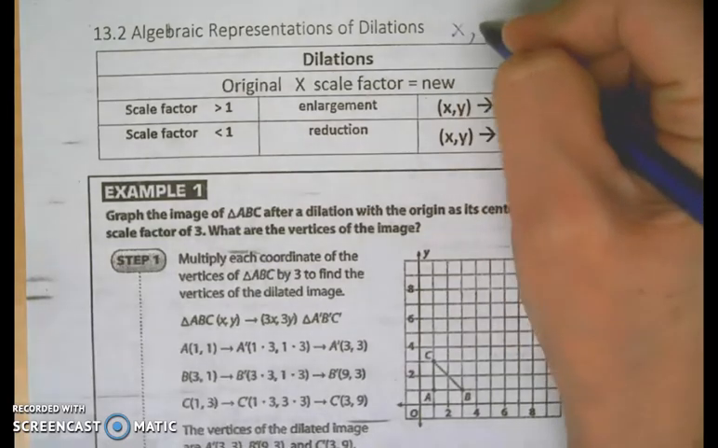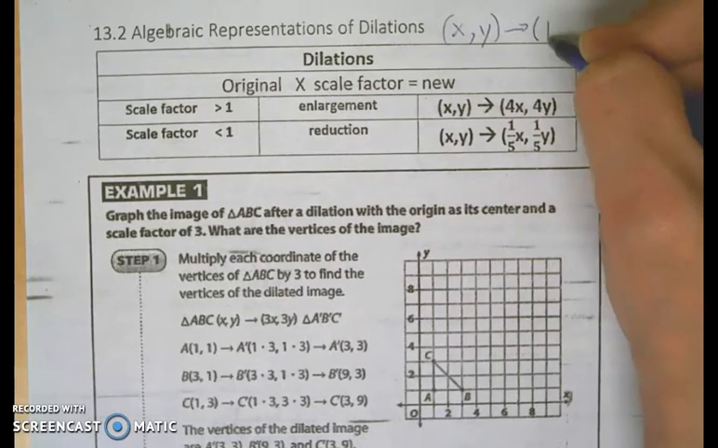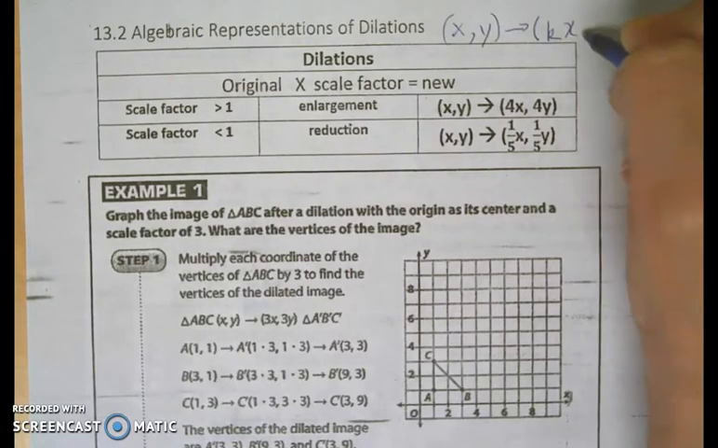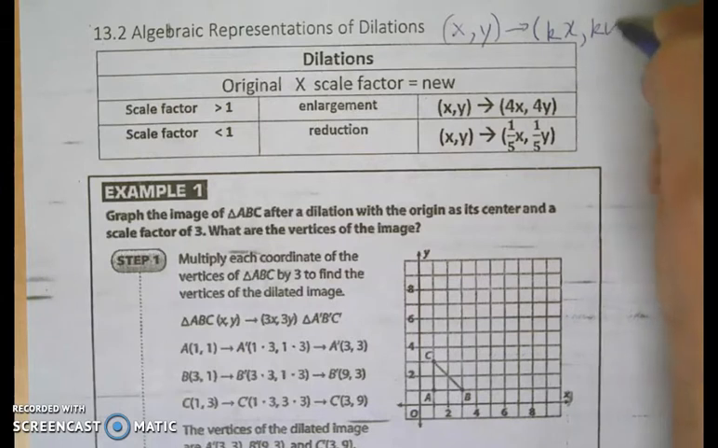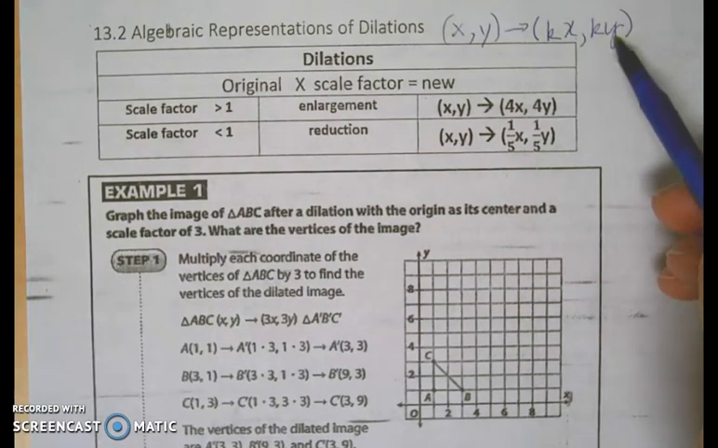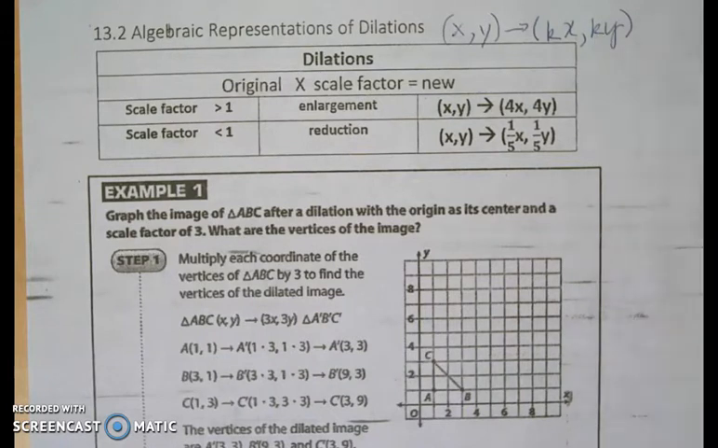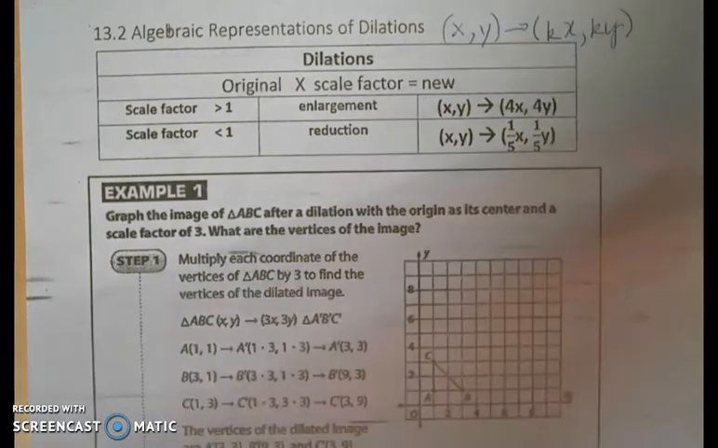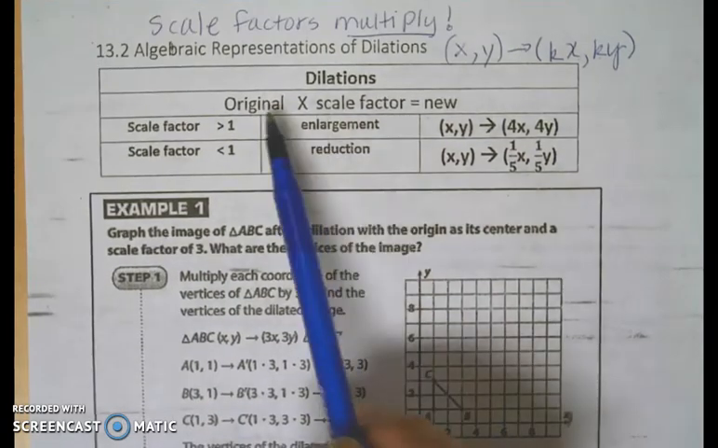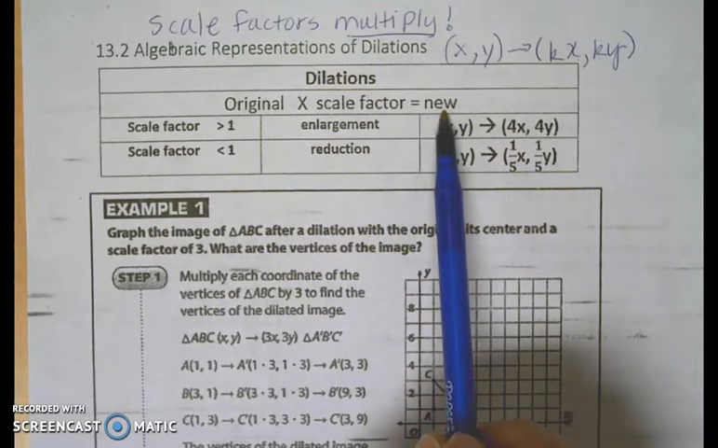When you have your x and y, the original points, and they're dilated, they're going to get multiplied by a scale factor, and we're going to call the scale factor k. And k is going to multiply with both of your coordinates, and it's got to be the same letter to make a true dilation. So everybody say scale factors multiply. Ready, set, go. Scale factors multiply. Our original times the scale factor equals the new coordinates.